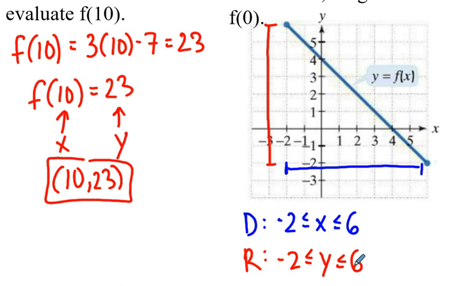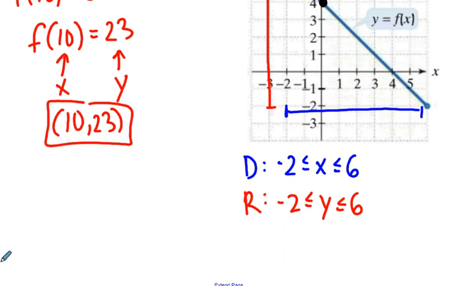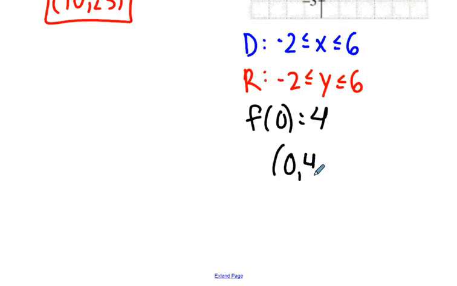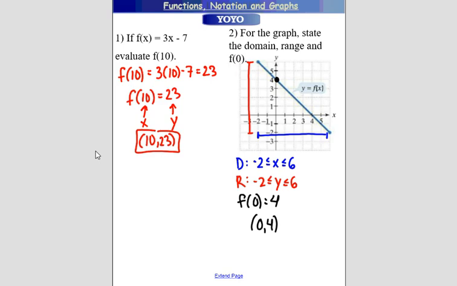And then the last part asks us what f of 0 was. When x is 0, y is 4. So I would say f of 0 is 4. You know the point 0, comma 4 is on the graph. It's actually the y-intercept. So there you go. That's what you should have got.